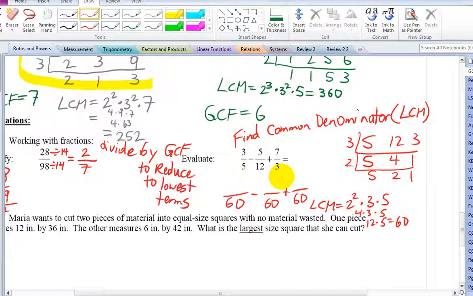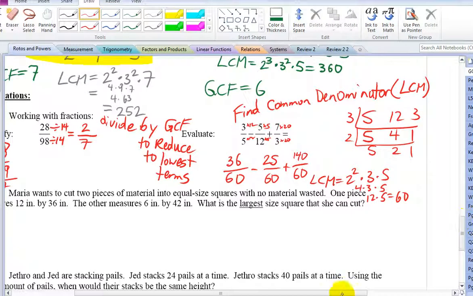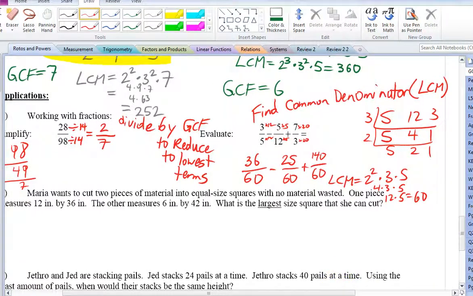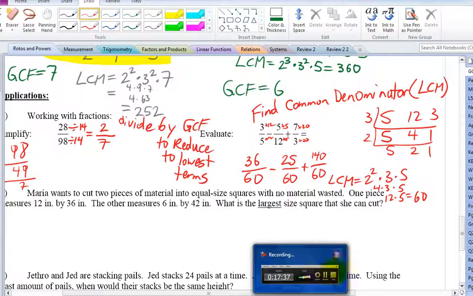Okay. And so then you change your numerators. So times this one by 12, you get 36 over 60. Times this one by 5, and you get 25 over 60. Times this one by 20, and you get 140 over 60. Okay? Now you can add or subtract the top numbers. So application right there using your LCM. Okay. Any questions?